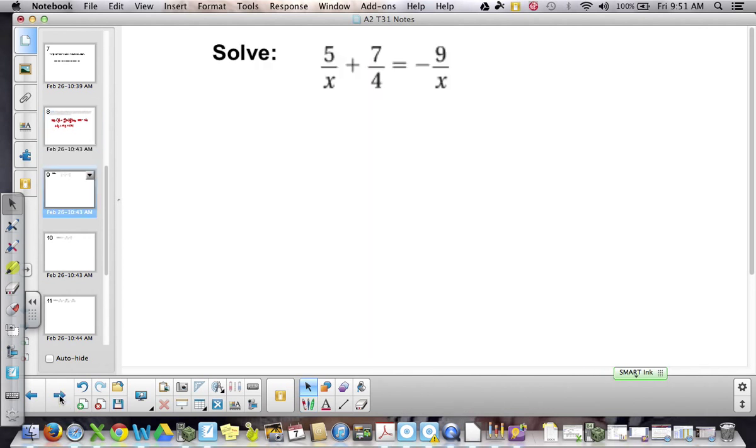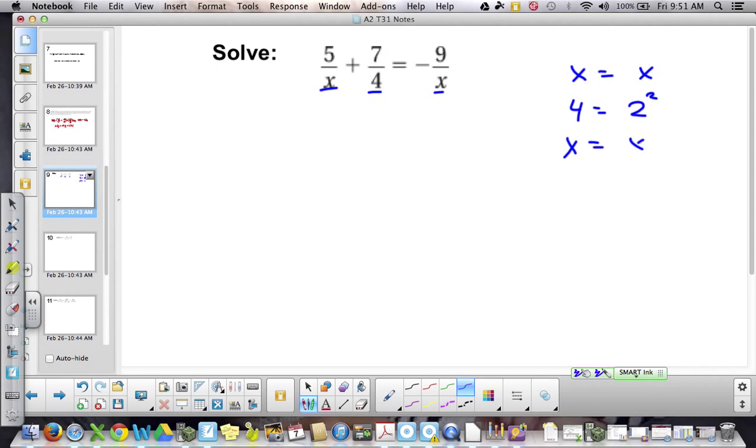Let's get into some examples. First one, we've got 5 over x plus 7 over 4 equals negative 9 over x. If you look at the three denominators, you've got x, 4, and x. x is just x, 4 is equal to 2 squared, and then x again. When we find the least common denominator, we're using the highest power of any factor that shows up. So we have an x and a 2 squared. We don't need the x again, so our LCD is just going to be 4x. Multiply both sides of the equation by 4x.